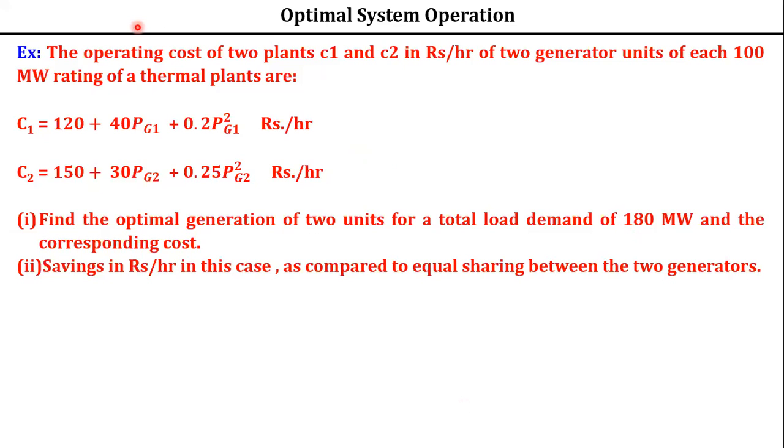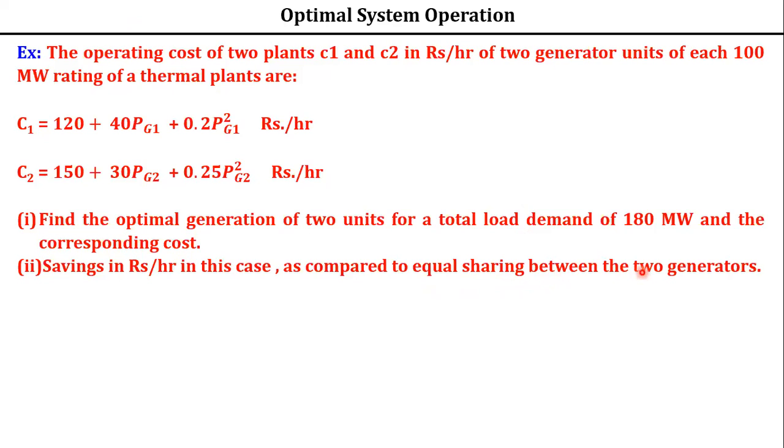It is the individual load. The second question, you have to find out the savings in rupees per hour. In this case, rupees per hour is the unit for total production cost. So that's why in the first question, we have found even the total production cost. Now in the second case, we have to compare this with when the plants are sharing equal load, equal sharing between the two generators.